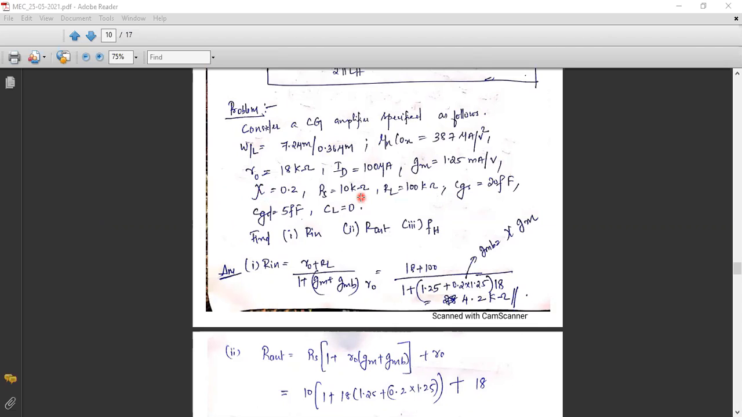Source resistance is 10 kilo ohm, load resistance is 100 kilo ohm, then two capacitances, whereas the third capacitance is already 0. So it means we need not find the time constant corresponding to CL. Since CL is already 0, don't find tau CL. Clear, students? CL is already given as 0, so there is no role for the load capacitance. So we are not going to find tau CL. We are going to find only tau GS and tau GD.